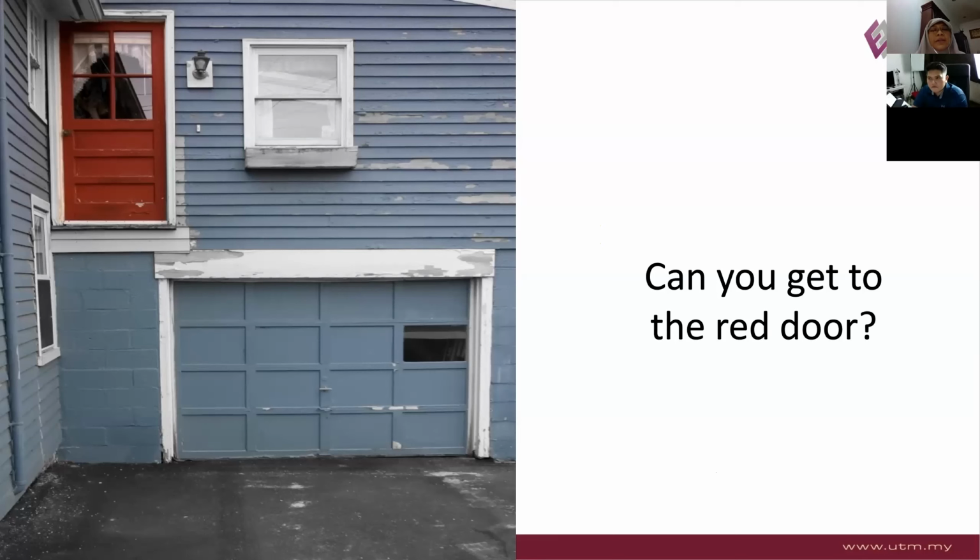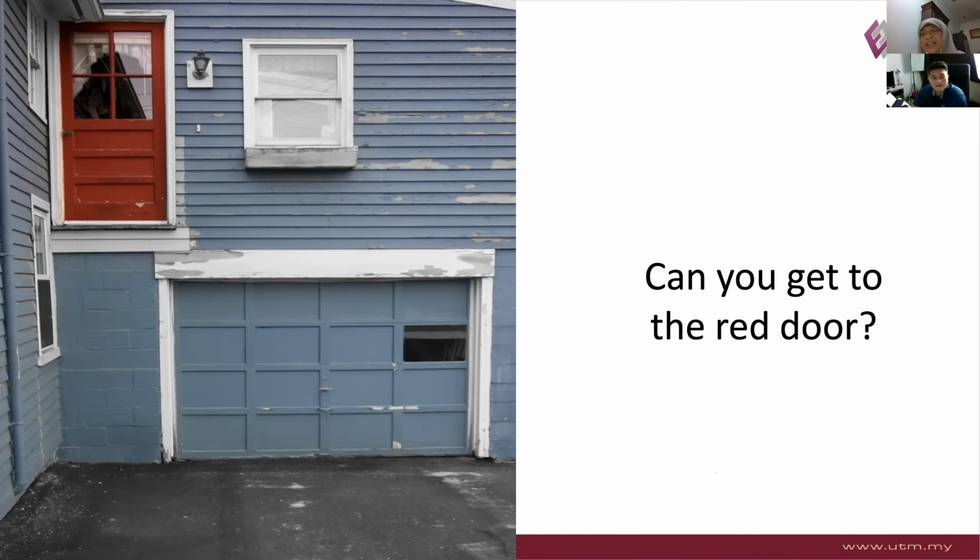Yeah. Now, I want to ask you something. If someone is standing at the ground level in front of the garage door, can a normal person reach the red door? Can anybody get to the red door? No. Unless you have superpowers, like the Avengers, you're Spider-Man or something, then it will be quite difficult to get to the red door, right?